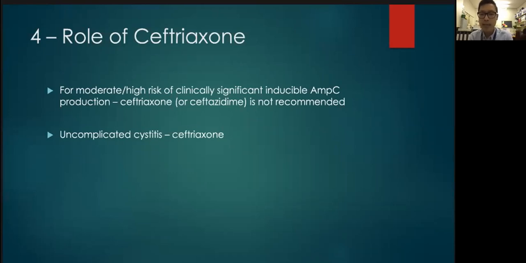But in the cases of uncomplicated cystitis, because it is of a mild nature and there's urinary excretion of ceftriaxone, ceftriaxone may be adequate. However, there are some challenges in interpreting studies on how frequently resistance emerges with ceftriaxone treatment in the organisms that have moderate to high risk for AmpC production.